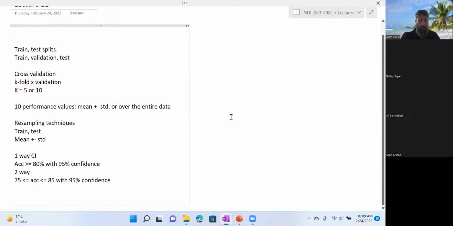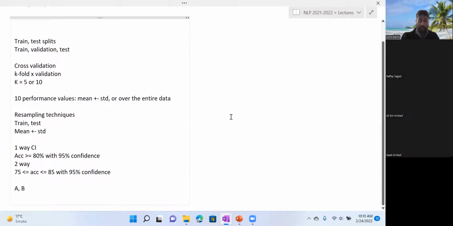And in NLP, we also sometimes use another approach, and that is more appropriate when you're comparing classifiers. Of course, you can use the previous approaches to compare classifiers as well. So let's say you have a classifier A and a classifier B. You apply cross-validation and get the mean and standard deviation for A and for B. Then, based on those values, you can make a decision whether A is better than B or B is better than A.